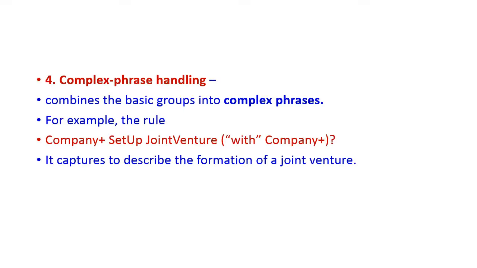The fourth stage is complex phrase handling, that is, the basic groups will be combined to form complex phrases. For example, the given rule: company plus, set up, joint venture, of, with, company plus, followed by a question mark. It captures how to describe the formation of a joint venture, that is, in which format the joint venture will be displayed.